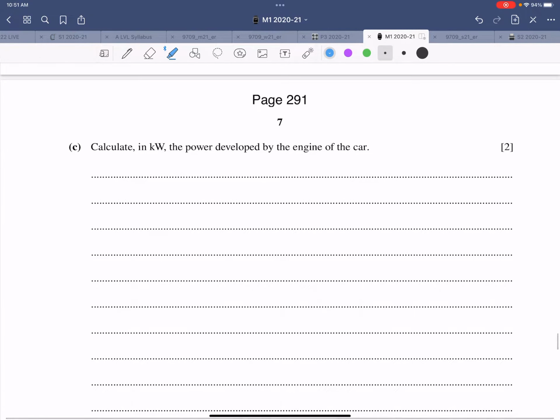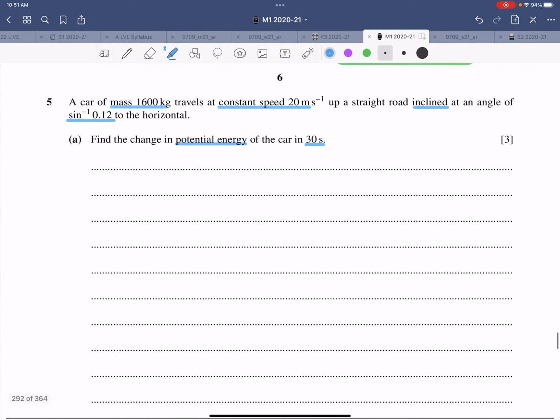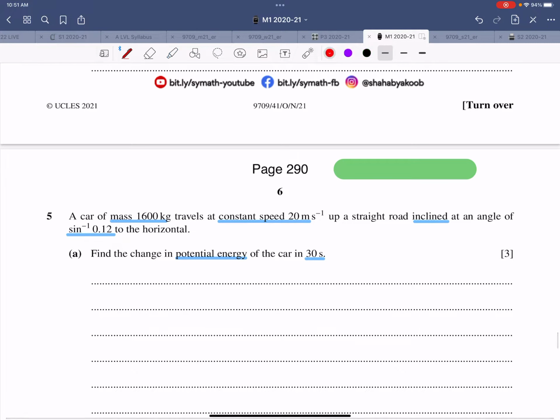Calculate in kilowatts the power developed by the engine of the car. That's pretty basic. Given that this power is suddenly decreased or reduced by 15%, find the instantaneous deceleration of the car. Now, this question is about all the three things: its work, its energy, and its power.